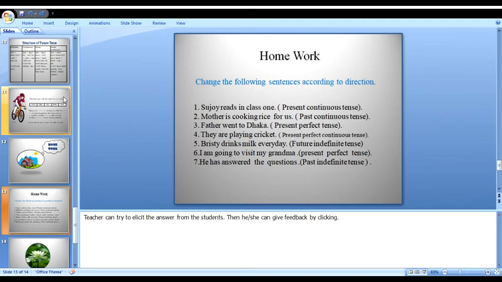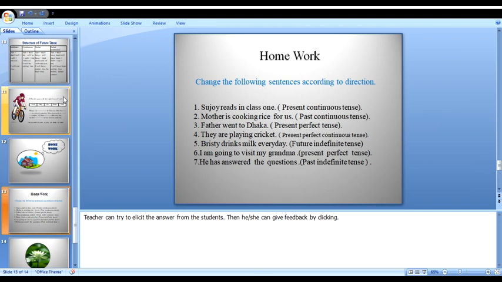Number 2, mother is cooking rice for us. This sentence is in present continuous tense. You have to write this sentence in the form of past continuous tense. And number 3, father went to Dhaka. This sentence is in the form of past indefinite. You have to change it into present perfect tense.